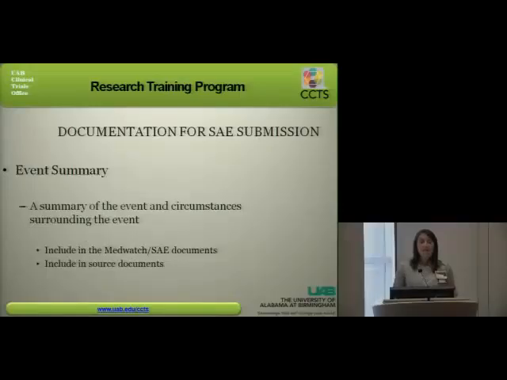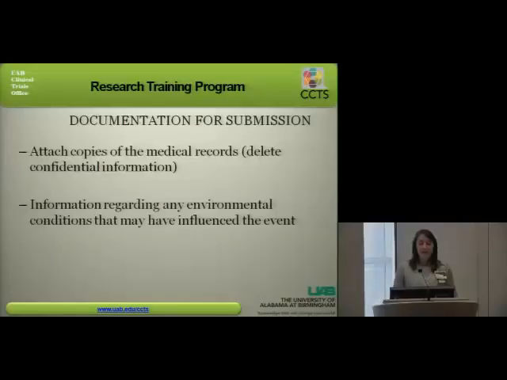So with the event summary for the SAE submission, this summary should include a summary of the event and the circumstances surrounding the event. You want to include it in the MedWatch SAE documents and also include this summary in the source documents. You want to attach copies of the medical records, and of course don't forget to delete any confidential information. And you also want information regarding any environmental conditions that may have influenced the event.